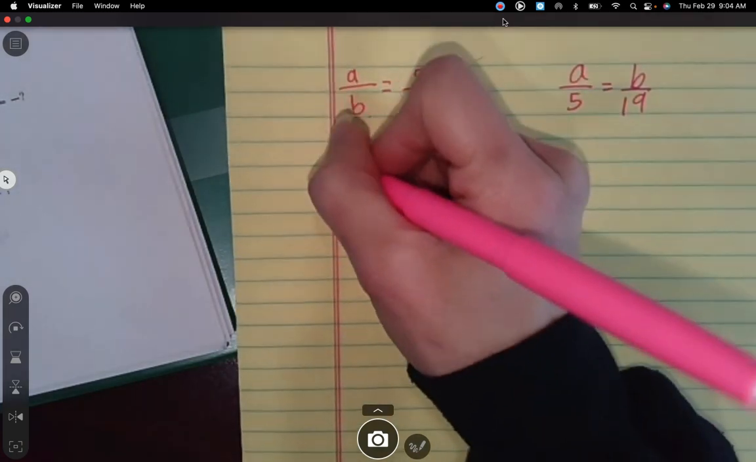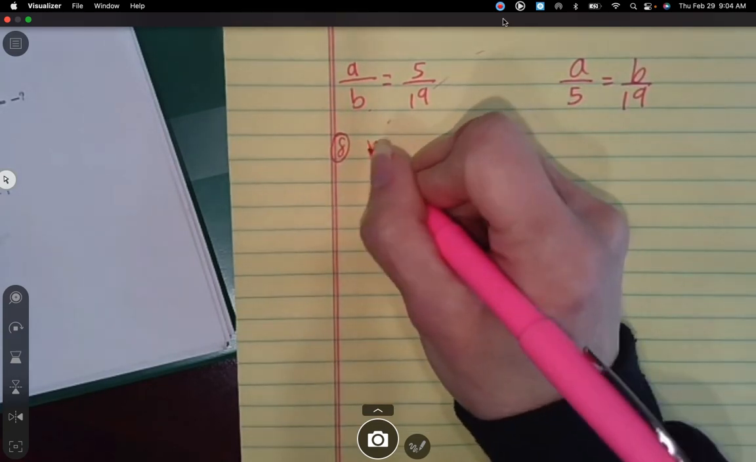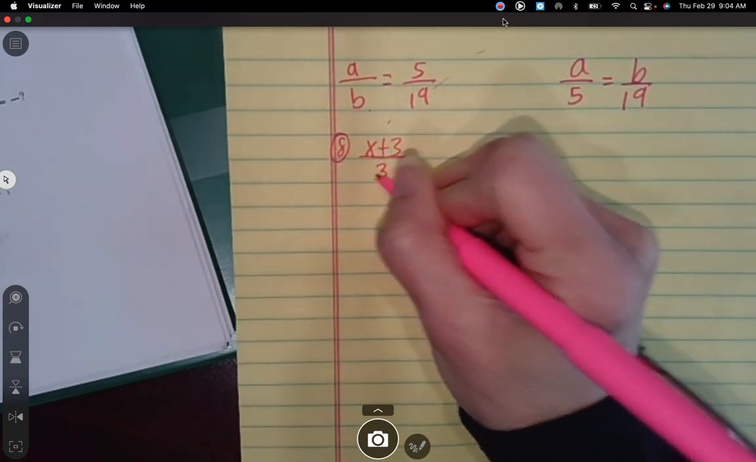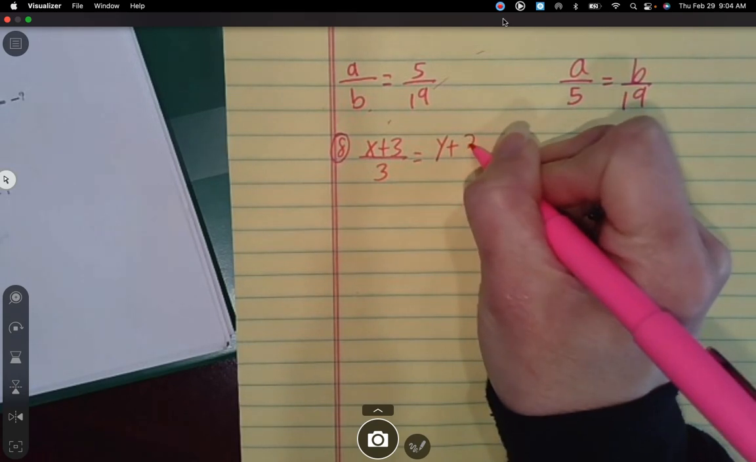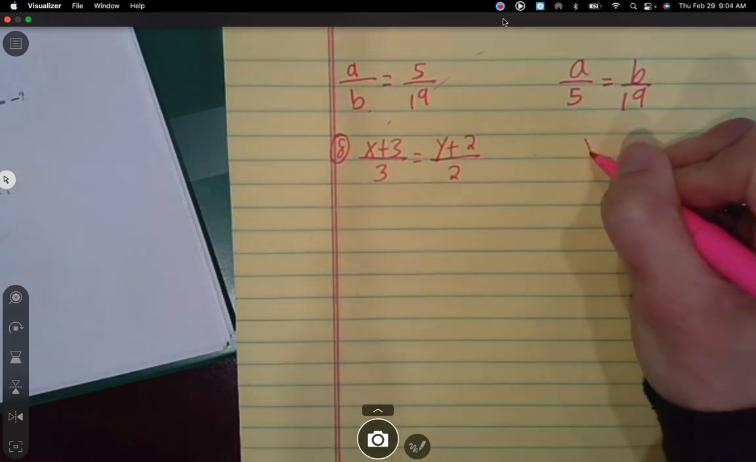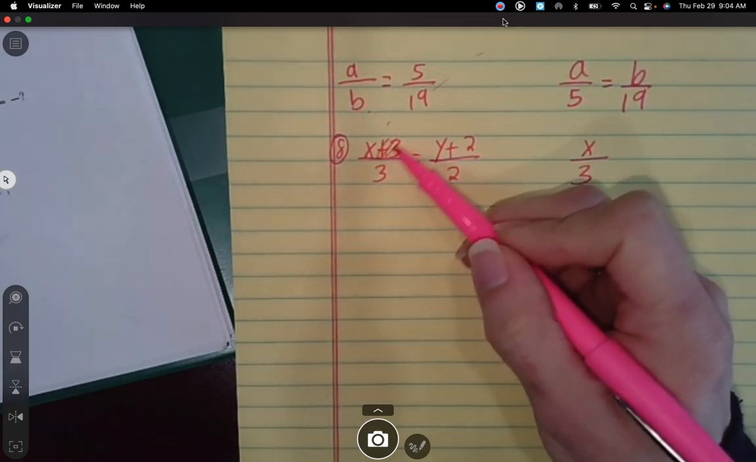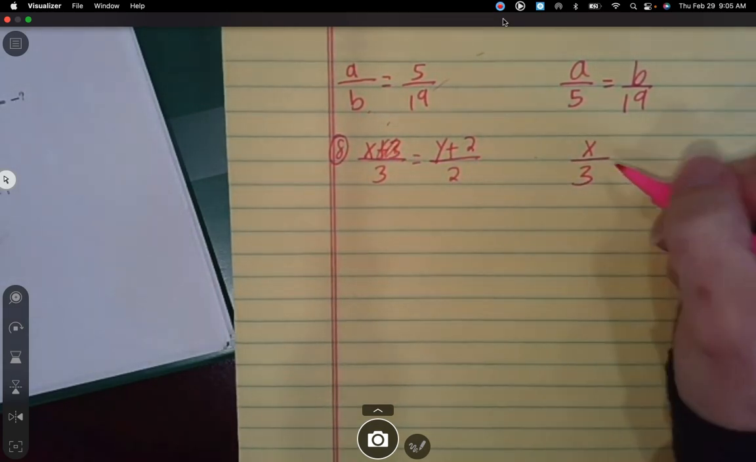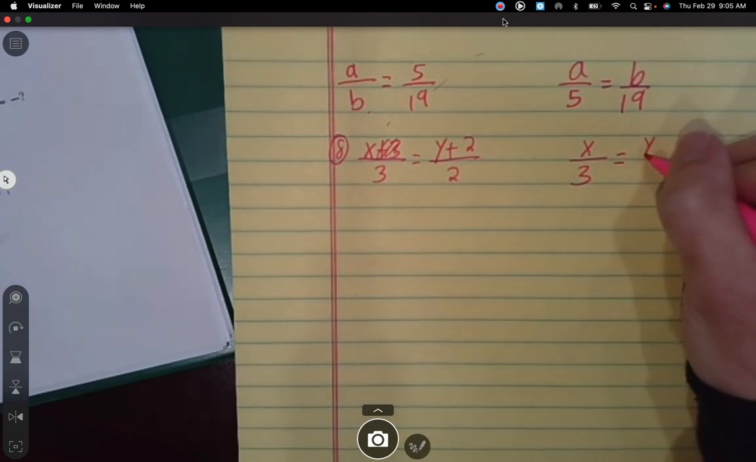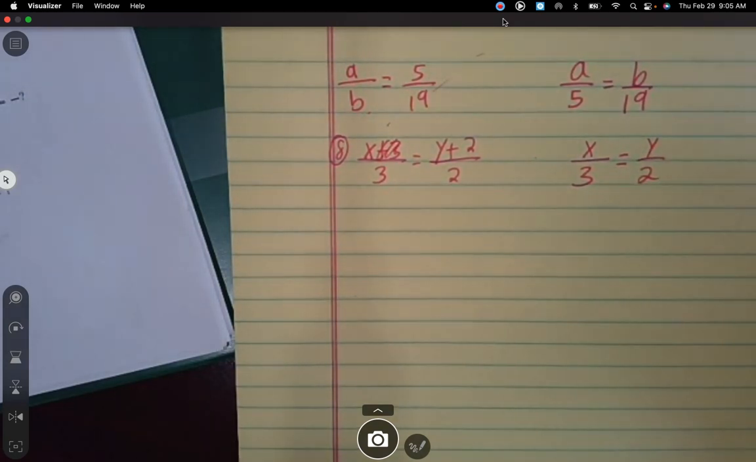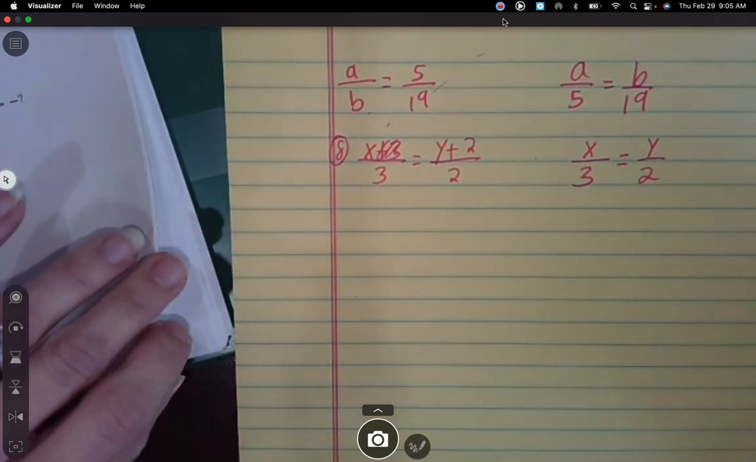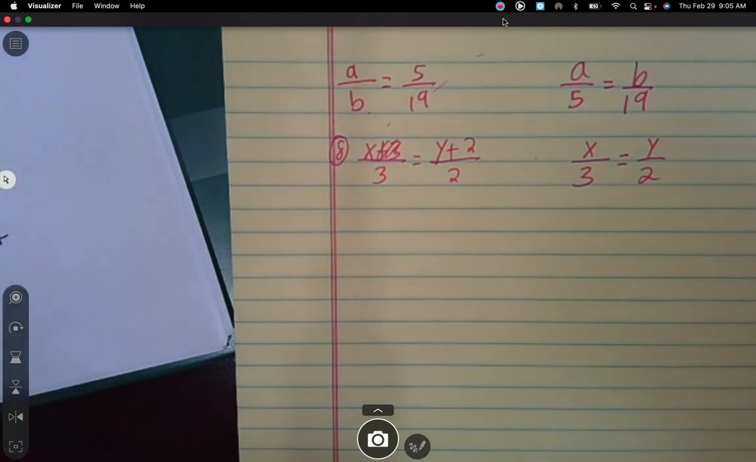Number 8 is just like it. They have this, and they say, okay, let's take away the plus 3. So if I do that, what am I going to do on the other side? Take away the plus 2. There you go. It was a rule that we learned. I don't know if that one's on there or not. Okay, page 1 done.